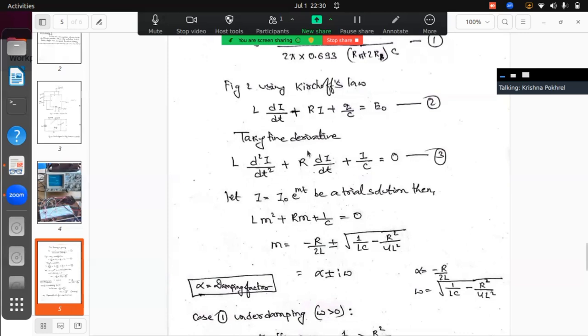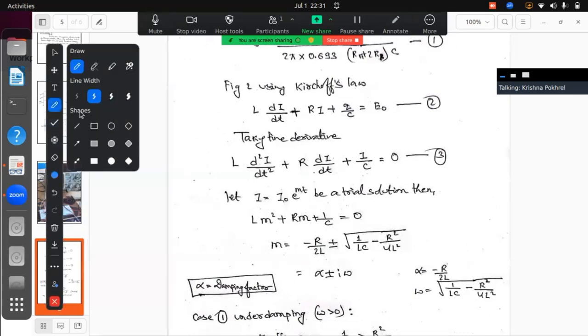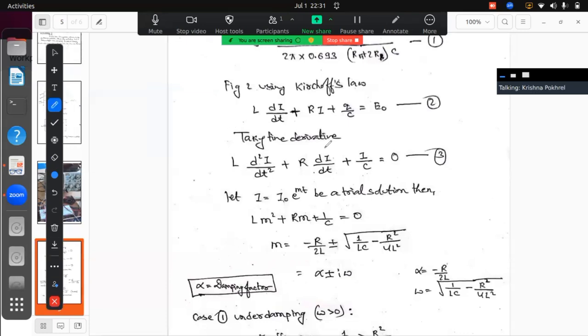If we remove this second term, the R di by dt, then the first and third terms of this equation make it a linear harmonic motion, a simple harmonic motion. If you cross out this part, then it will take this equation to simple harmonic motion. If I cross it, then these two terms make it a simple harmonic motion.